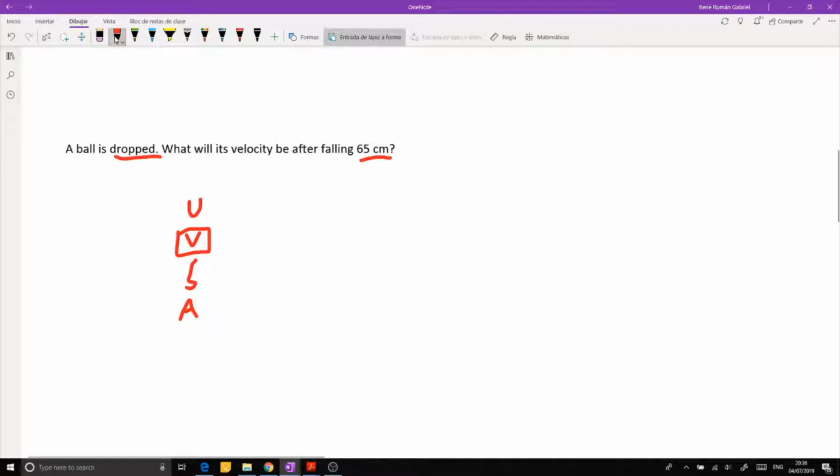So the way we would do this is with a formula, which is v squared equals u squared plus 2as. So since they ask us for velocity, we're lucky that it's already here, and all we have to do is then take the square root, but that we'll do later.